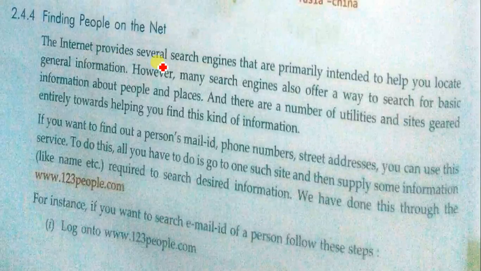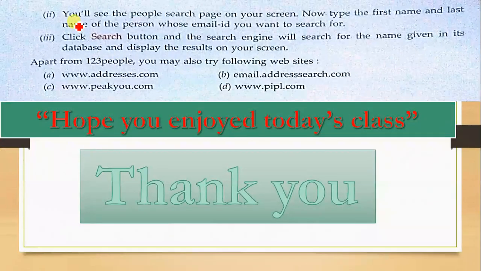Finding people on the net. The internet provides several search engines that are primarily intended to help us locate general information. However, there are also websites like www.123people.com, and from there we can find the email addresses of other persons. Then we will see the people search page on the screen. Type the first name and last name of the person whose email ID you want to search for, then click on the search button, and the search engine will fetch from the database and display the result on your screen.